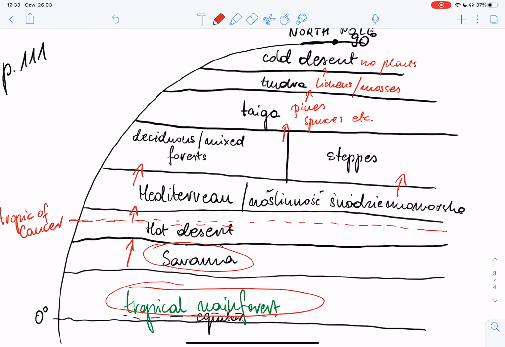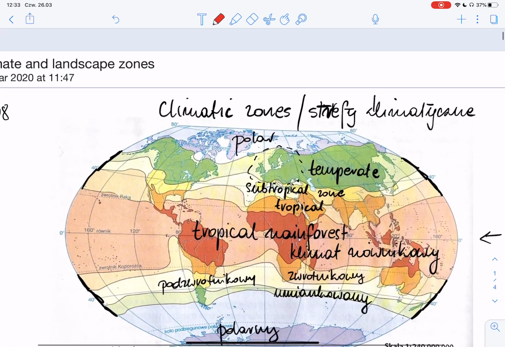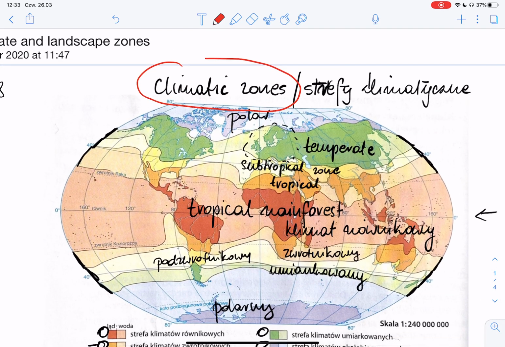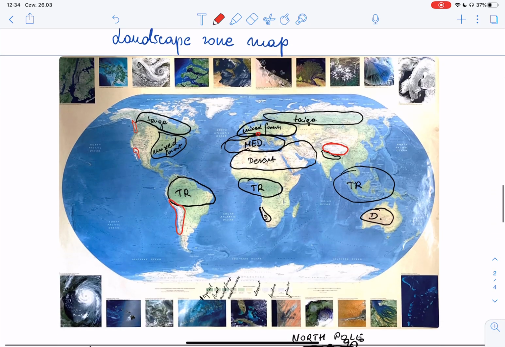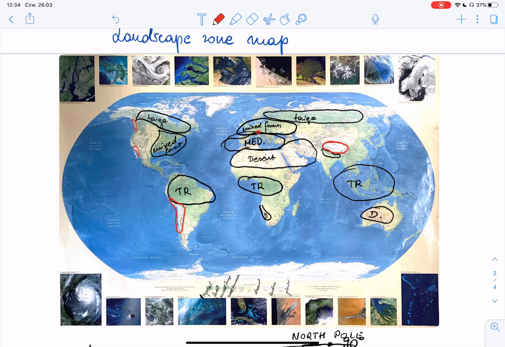So guys, we have climatic zones which basically describe the climate, which doesn't originate from the vegetation, from the plants and trees and animals that live. And we have also landscape zones, which basically is divided based on types of trees and types of plants or lack of plants that grow in some areas.